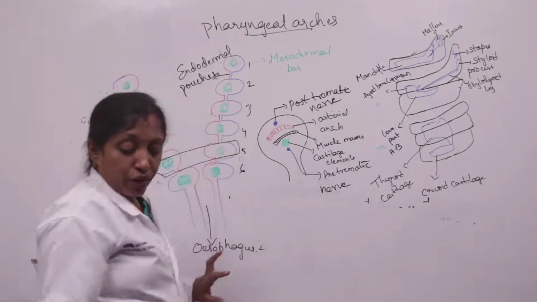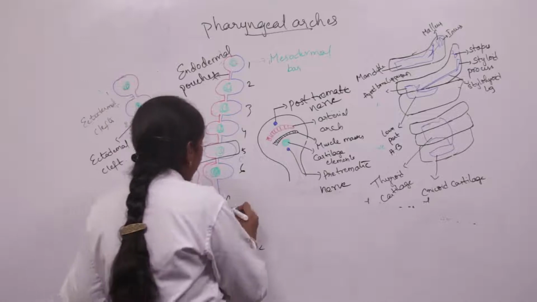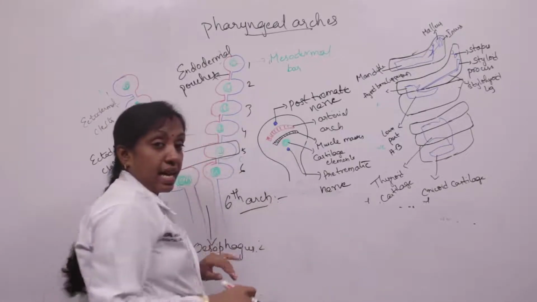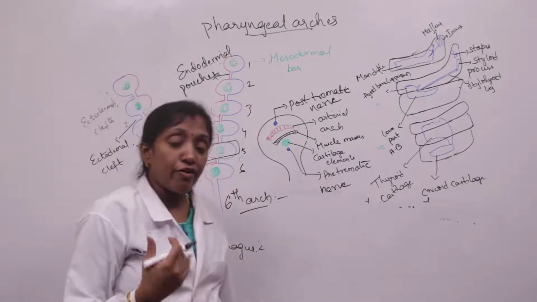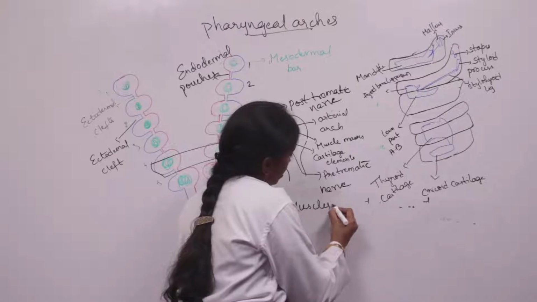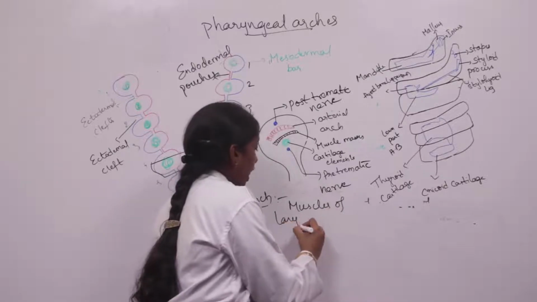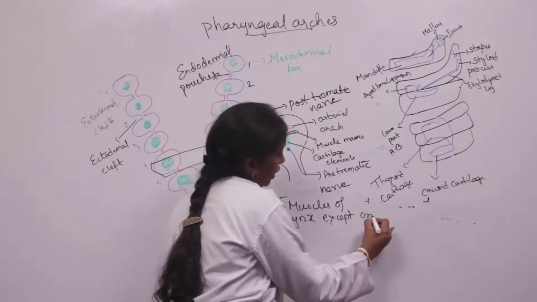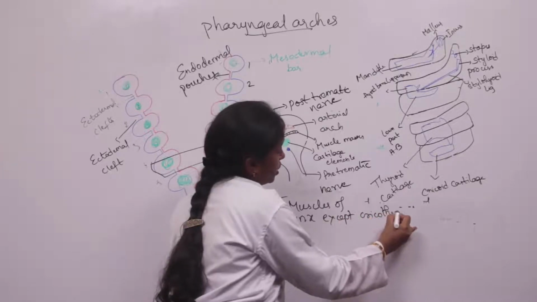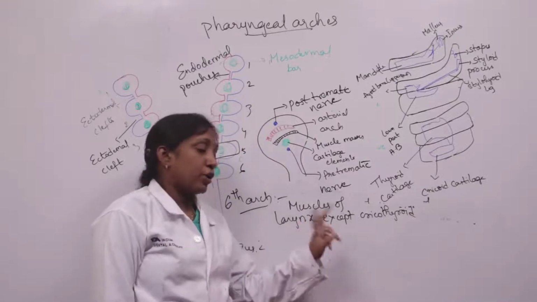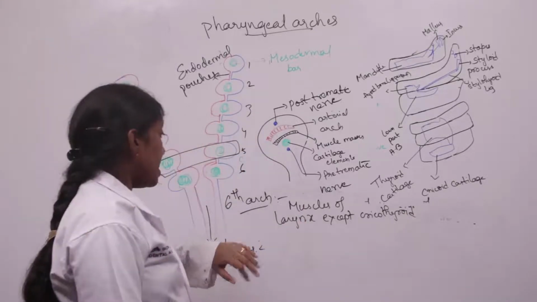And we know that the fifth arch disappears, and coming to the sixth arch. What are the muscles derived from the sixth arch? The muscles of larynx, except cricothyroid. We know that cricothyroid is derived from the fourth arch. So all muscles of larynx except cricothyroid are derived from the sixth arch.